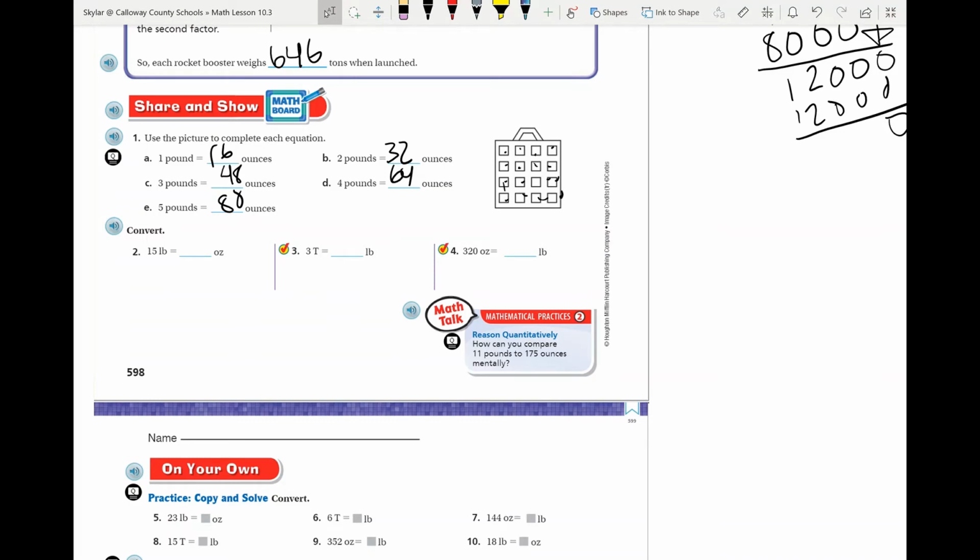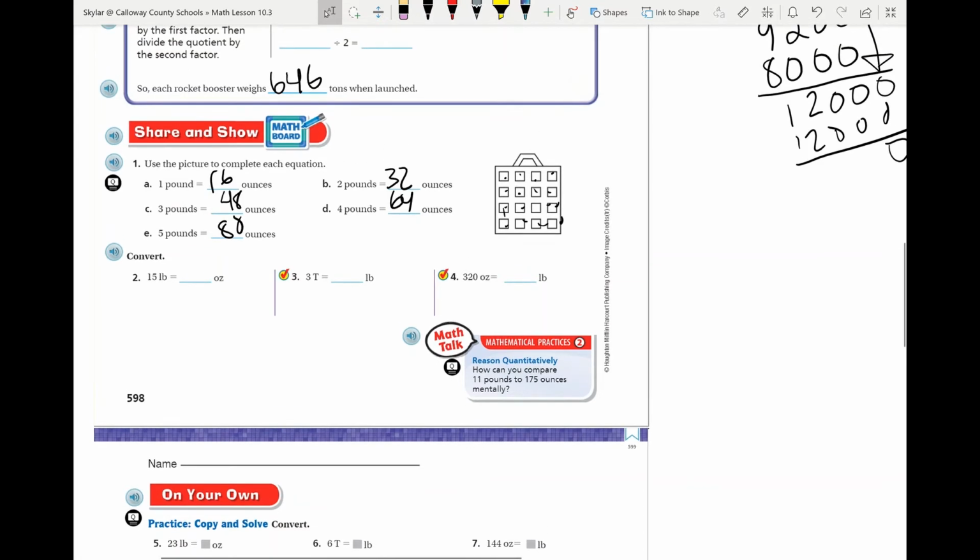Sometimes, however, it's not always going to be in order like that. So let's check on 2, 3, and 4. I am going to do these with you, and then I'm going to kind of toss you on your own. So 15 pounds. There's 16 ounces in a pound, so 15 times 16. 6 times 5 is 30. Give you a 9. Drop down your 0. 5, 1. So 240. 15 pounds is 240 ounces.